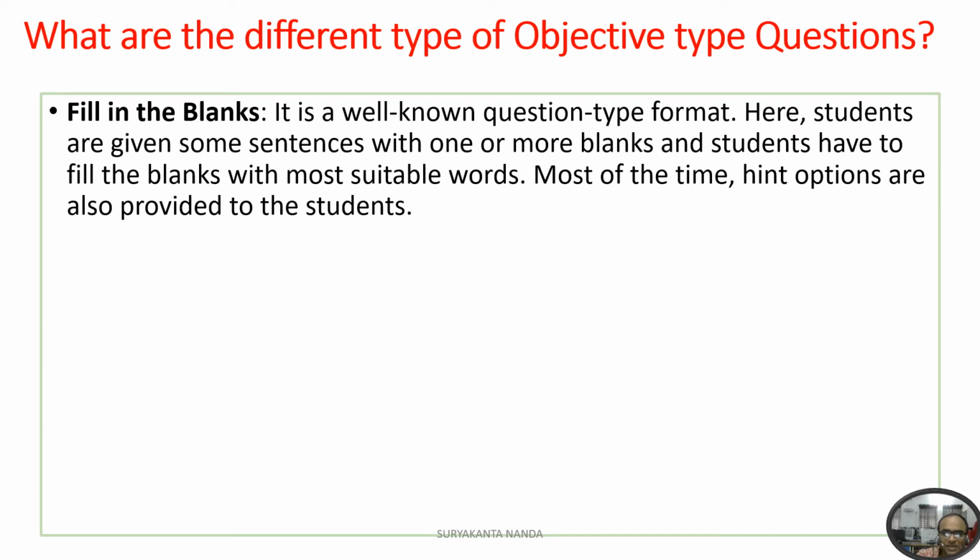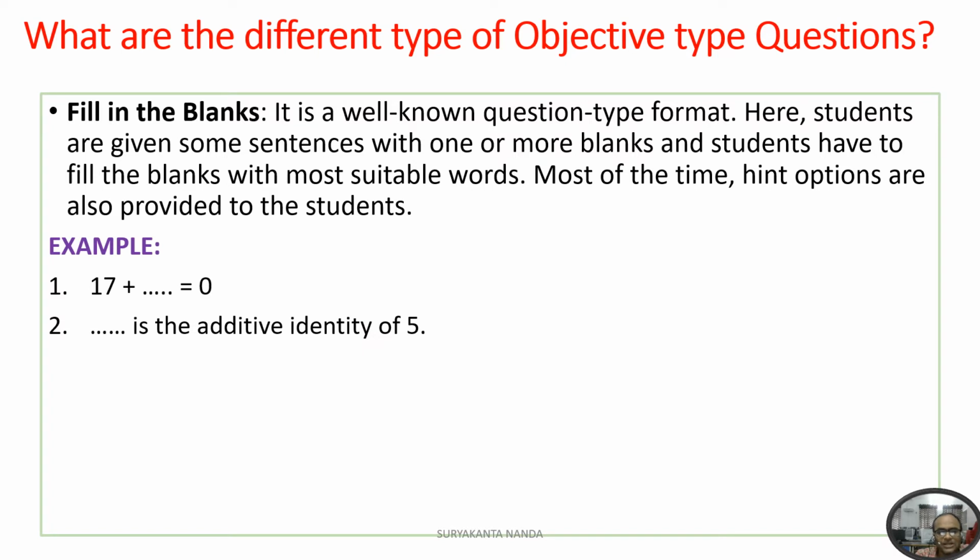The next type is fill in the blanks. It is a well-known question type format. Here, students are given some sentences with one or more blanks and students have to fill the blanks with the most suitable words. Most of the time, hint options are also provided to the students in this type of question. For example, 17 plus dash equals 0. Dash is the additive identity of 5. Like this, these are examples of fill in the blanks type questions.